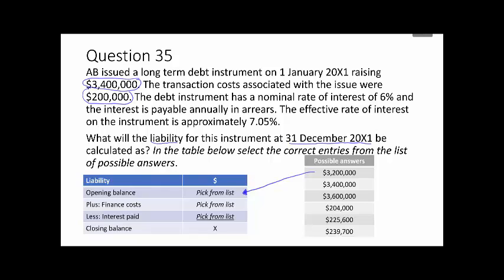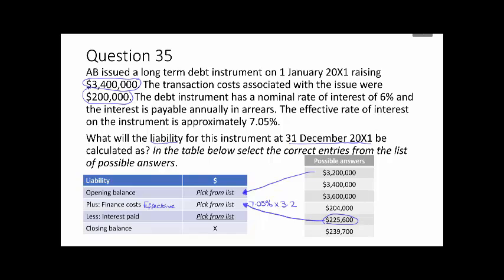The finance costs would be recognised using the effective rate of interest. So in this case, 7.05%. That effective rate of interest will be multiplied through by the $3.2 million opening balance, and in this case that would give us a figure of $225,600. So this answer here would be the correct one to select from the list to enter in our second box.